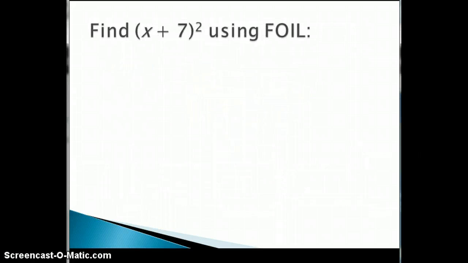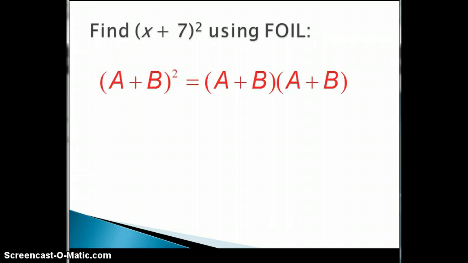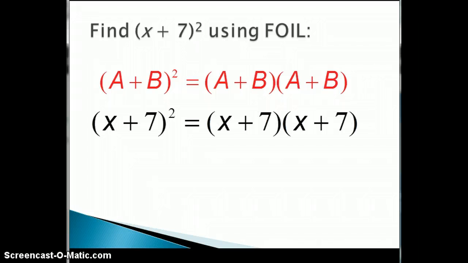So let's see how we can apply that to the same example that we looked at earlier, the one we used the formula for. So we have x plus 7 squared, but remember that when we're squaring something, that means we're just multiplying it times itself. So if we use that definition, we can rewrite x plus 7 squared as x plus 7 times itself. That's how we start off by using FOIL in this situation.